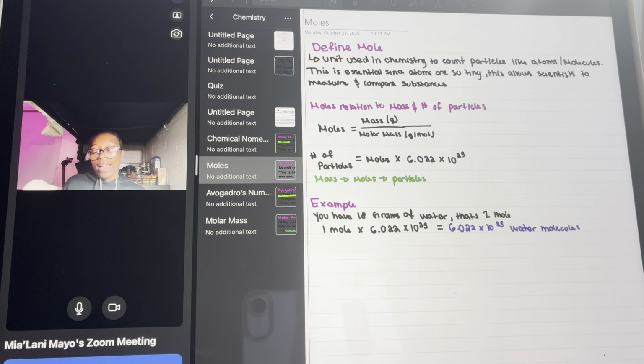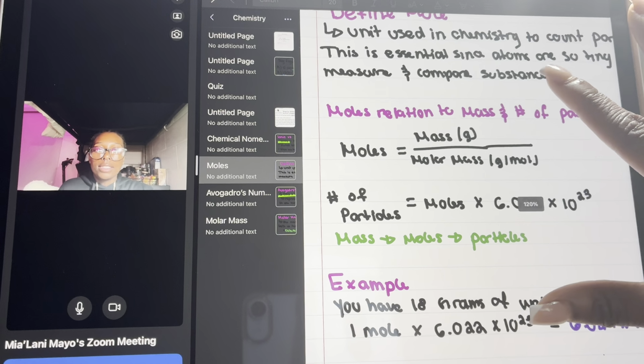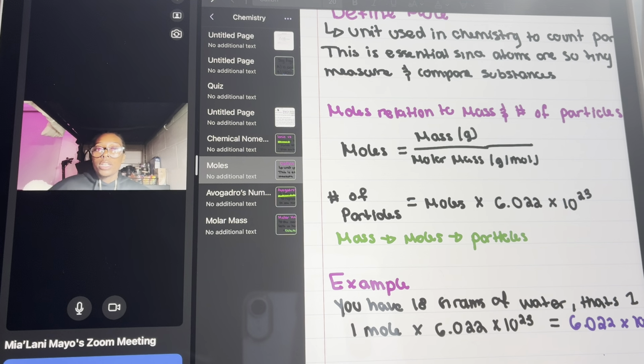Mole's relation to mass and the number of particles. So given here is the formula. Moles equals mass in grams divided by molar mass in grams per mole. And then this is the number of particles formula, which is equal to the moles times 6.022 times 10 to the 23rd. So mass into moles into particles.